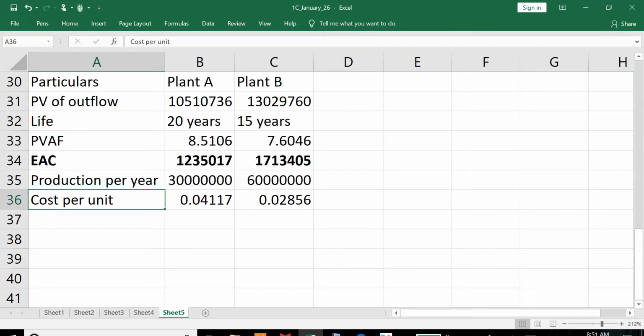And then we can finally say that the company should go ahead with plant B as the unit cost is lower. We will finally decide to go with plant B. Normal decision will end at EAC level. In this question they have specifically mentioned to calculate unit cost.